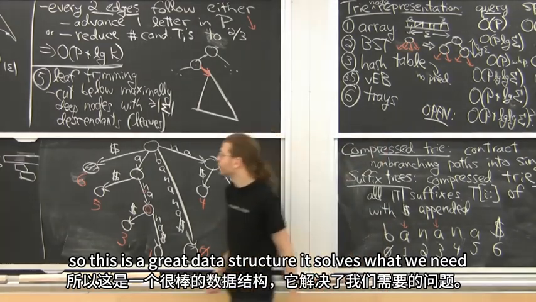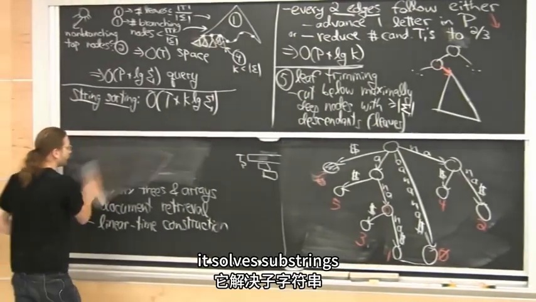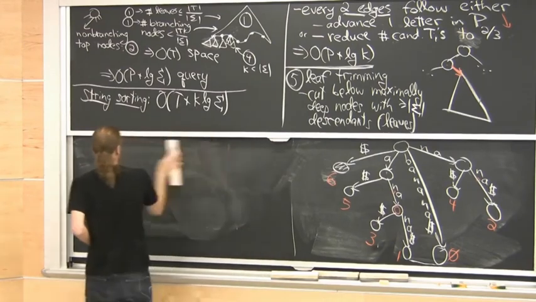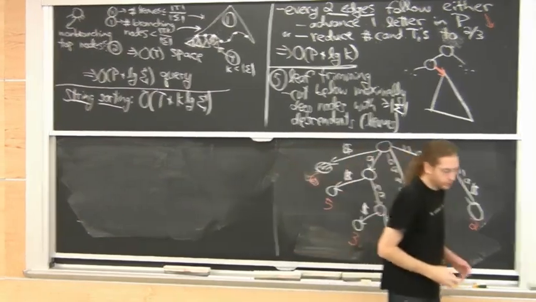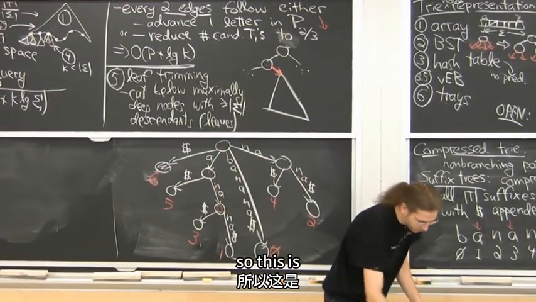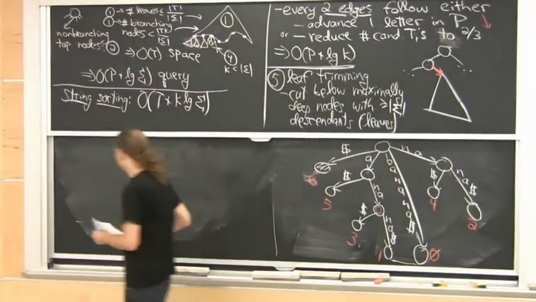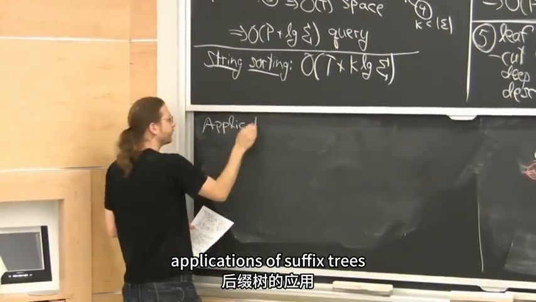So this is a great data structure. It solves what we need. It solves substring searching. So this is applications of suffix trees.